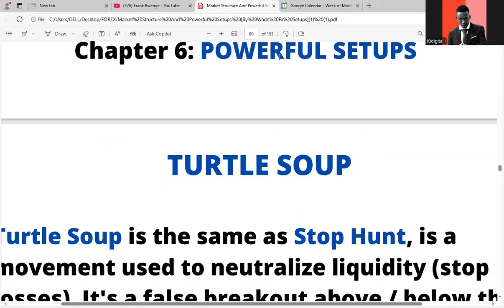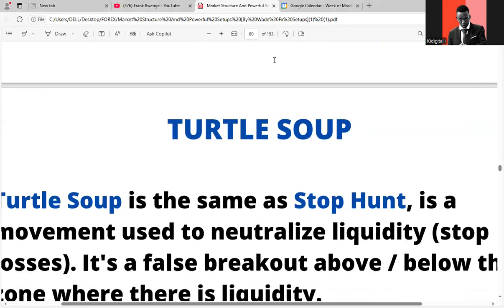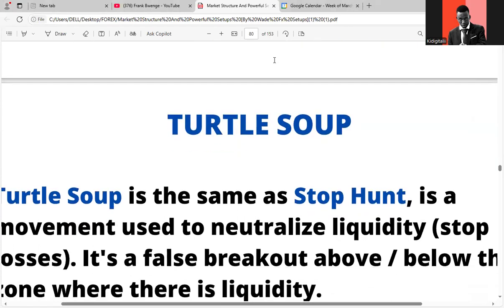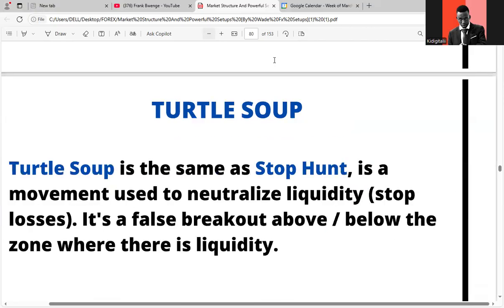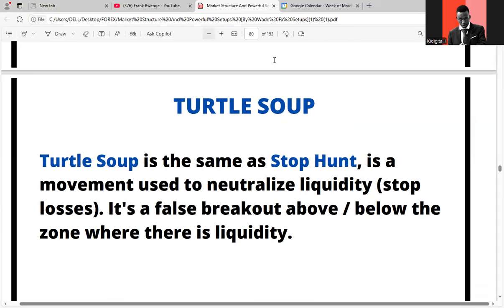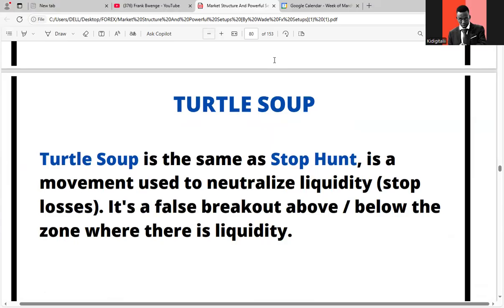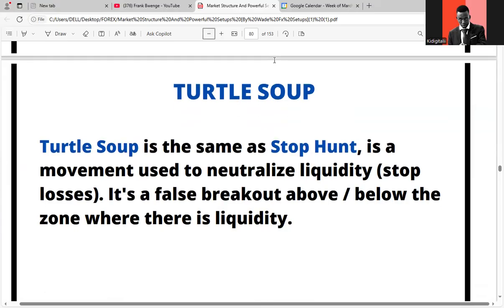You can start using this setup. Let me put this slide very well right here. One of the nice concepts that we're going to use in this strategy is what we call a stop hunt.